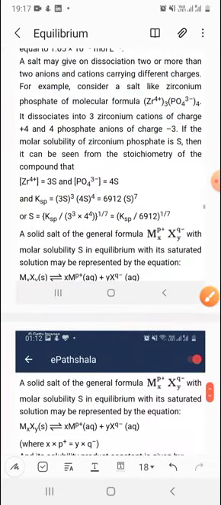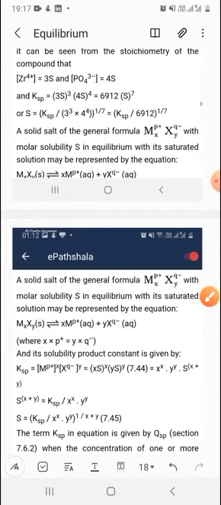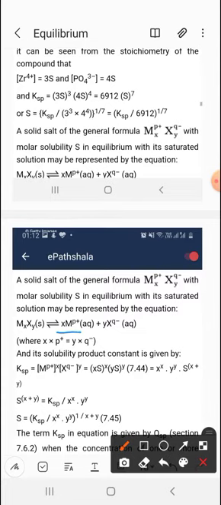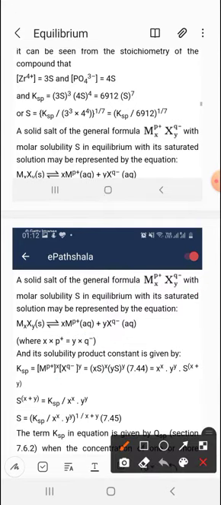Similarly, if some general salt is there, like MxQy, you can say this is the general salt, which gives x M p+ and y X q-. Suppose p+ and q- are arbitrary charges. In that case, what will be the Ksp? It is the concentration of M p+ raised to the power x and X q- raised to the power y. These are the stoichiometric coefficients. And suppose the solubility of M p+ is S. Then how will you write it?